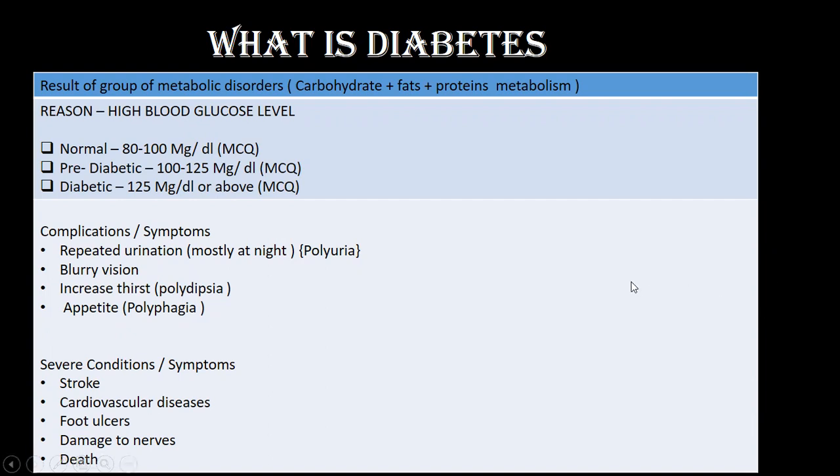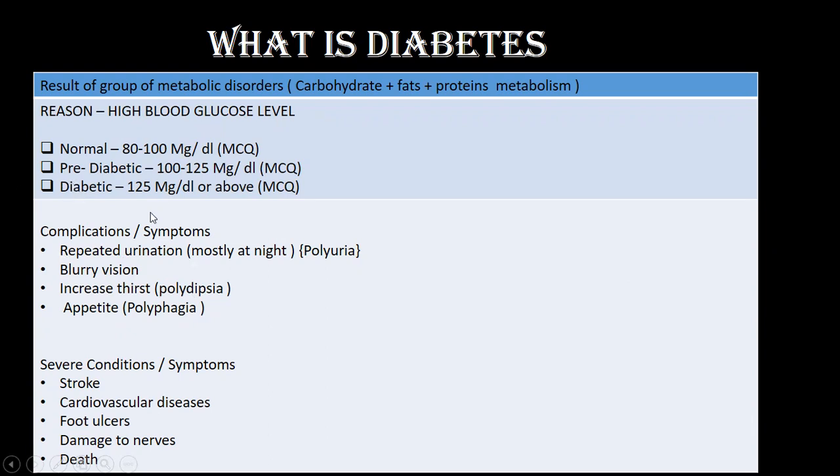Now, diabetes is caused by a high blood glucose level. Before understanding what a high blood glucose level is, we first need to be clear about what the normal blood glucose level is and what an abnormal blood glucose level is. The normal blood glucose level is 80 to 100 mg per dl, on which you might get an MCQ. Then we talk about the abnormal, high blood glucose level.